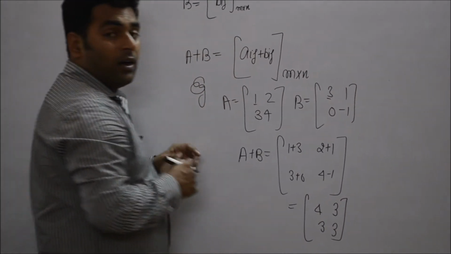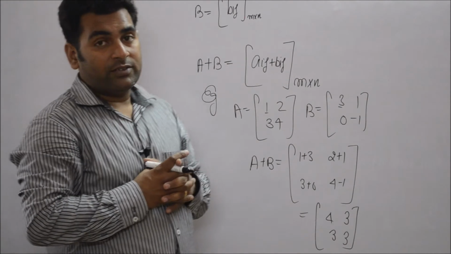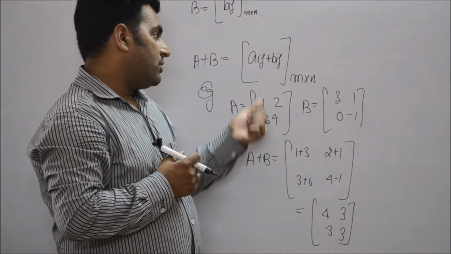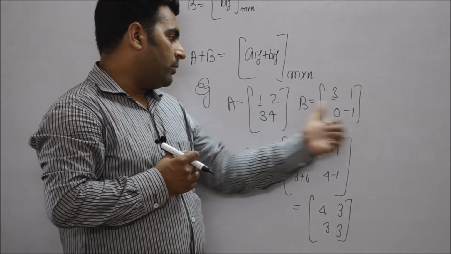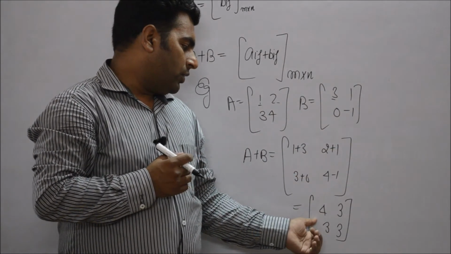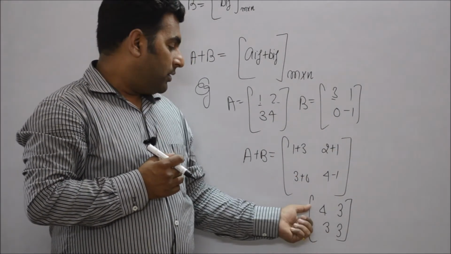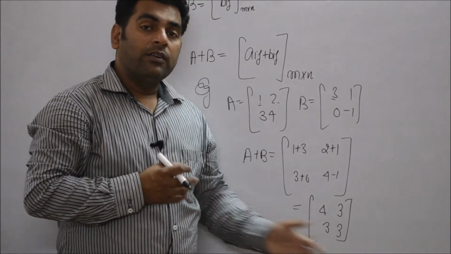This is how we add two matrices. It's very simple. Just add corresponding positions: 2, 1, 3, 0, 4 and minus 1. It will give you a matrix of the same order, and here A plus B is 4, 3, 3, 3.